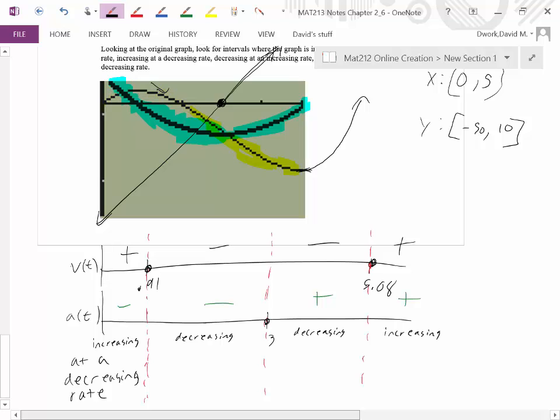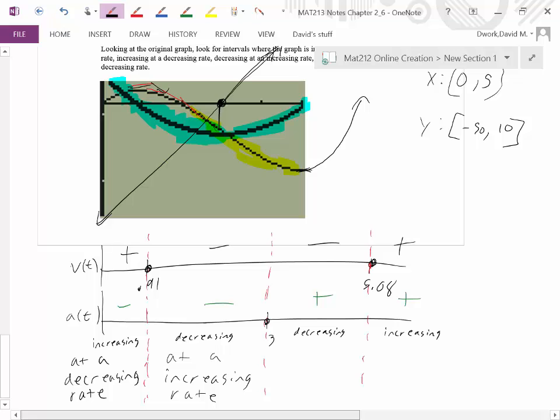Now we're decreasing. We start off decreasing. If you look at the tangent lines, we start off decreasing very slowly, slow negative, little negative, but then as we get further along, it gets steeper and steeper. So we are decreasing, we are going down, but we are doing it at an increasing rate. The rate at which we are decreasing is actually going up. We're going down faster and faster and faster.